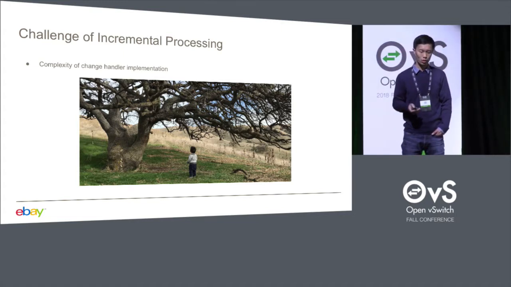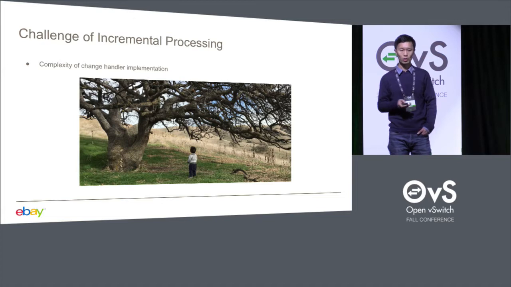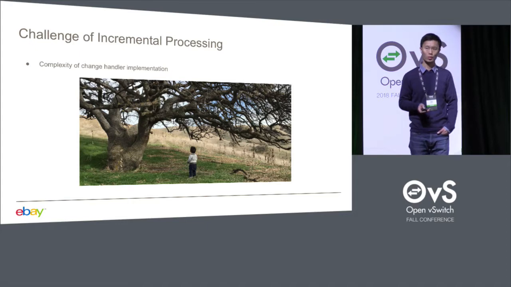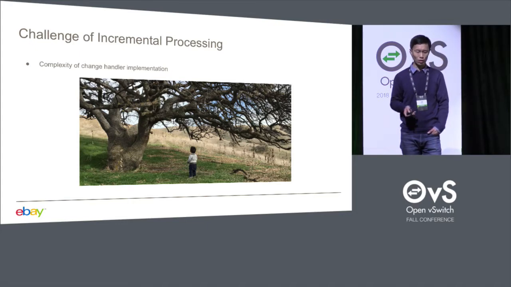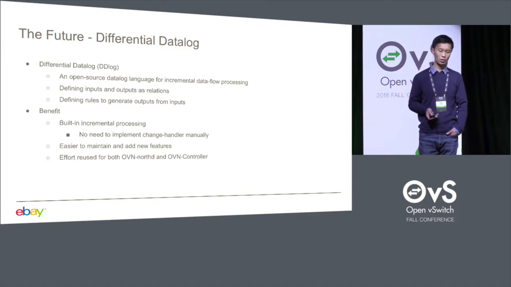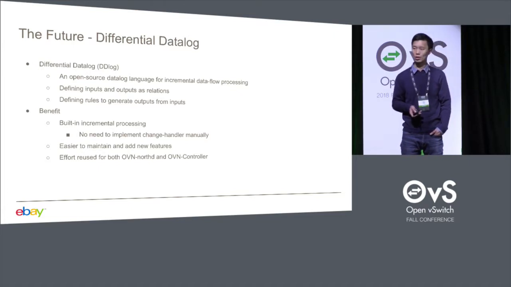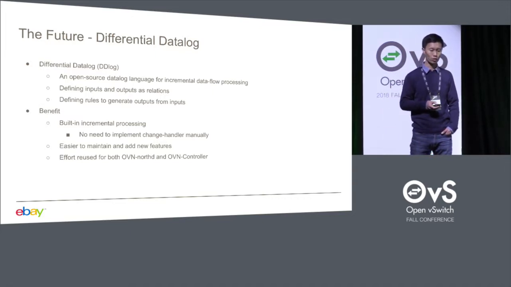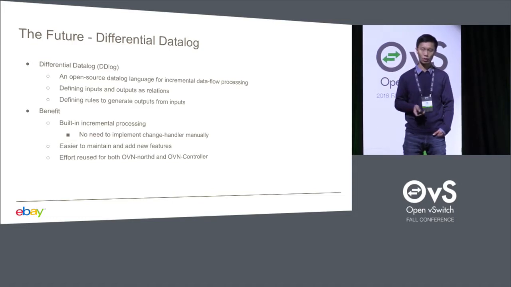But the reason why it's not upstream is that we still want a better implementation, because the change handler itself is still a little bit complex. Although we have the engine framework where you can define dependencies clearly, implementing a change handler is still a bit painful in C code. So do we have a better way? The answer is yes, or at least we think it's very promising. And thanks to Leonid from VMware Research, he provided another solution called differential datalog, or DDlog.